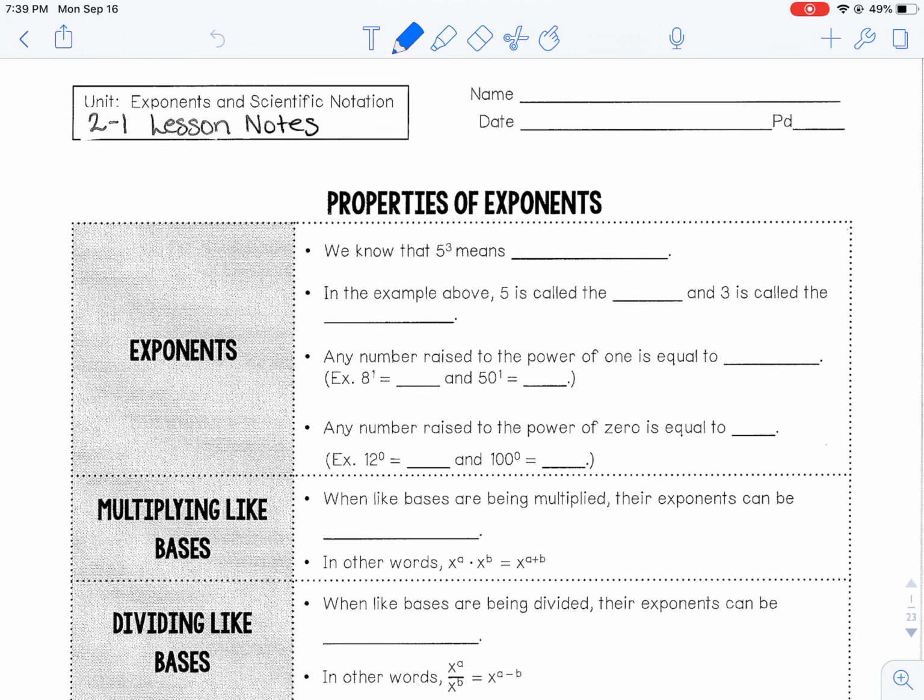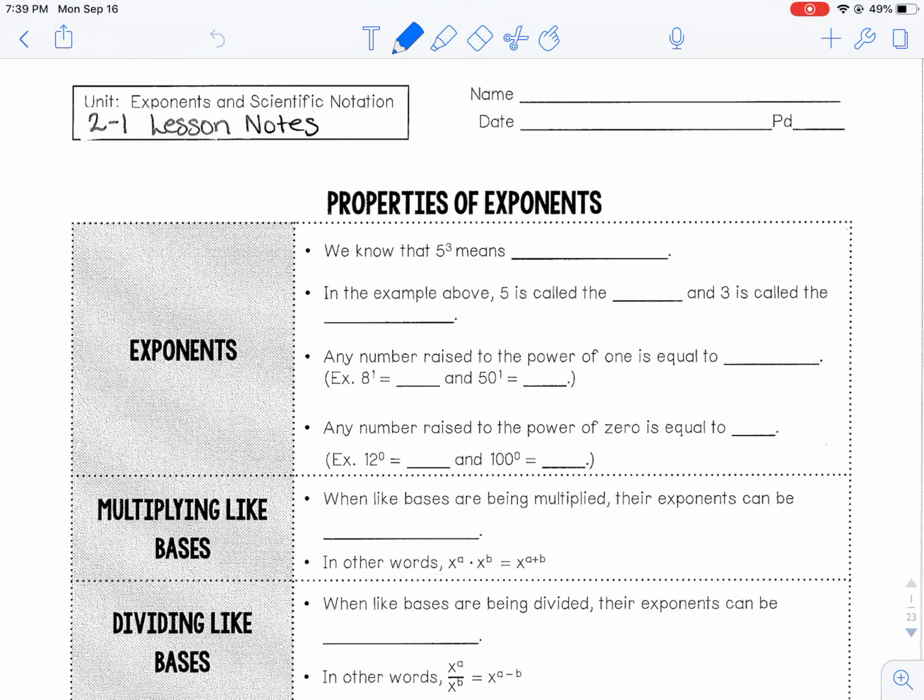Second rule, any number raised to the power of 0 is equal to 1. Doesn't matter what that base is. For example, if the base is 12 and it's raised to a power of 0, the answer is 1. If the base is 100 and it's raised to the power of 0, the answer is also 1. So anything raised to the 0 power is equal to 1.